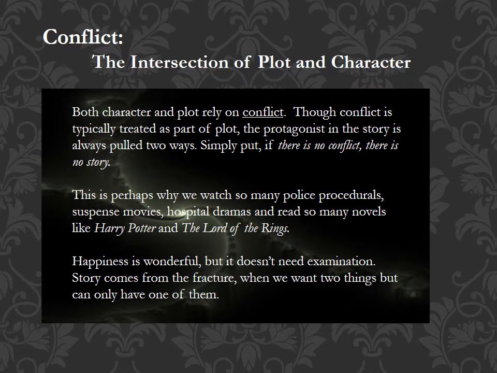Both character and plot rely on conflict. Though conflict is typically treated as a part of plot, the protagonist in the story is always conflicted, always pulled two ways. Simply put, if there is no conflict, there is no story. Perhaps this is why we watch so many police procedurals, suspense movies, hospital dramas, and read so many novels like Harry Potter and The Lord of the Rings. Happiness is wonderful, but it doesn't need examination. Story comes from the fracture, when we want two things and can only have one of them.